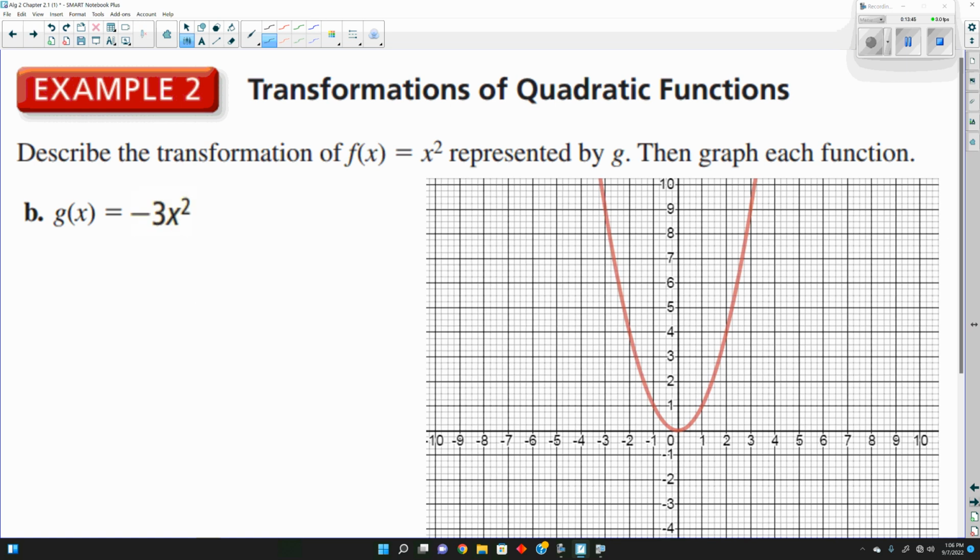So let's look at this next one. So we do have 2.